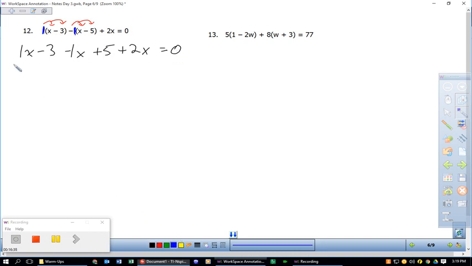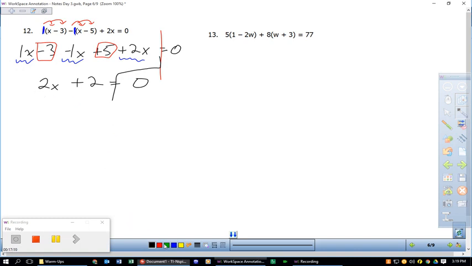Combining like terms, there are actually several things we can combine. First, with the variables, we have 1x minus 1x, and then also a 2x. 1 minus 1 is 0. 0 plus 2 is 2, so we get 2x. And then we have minus 3 plus 5. That covers everything over here. Minus 3 plus 5 gives us a plus 2. Equals 0. I'm going to bring that line over that way.